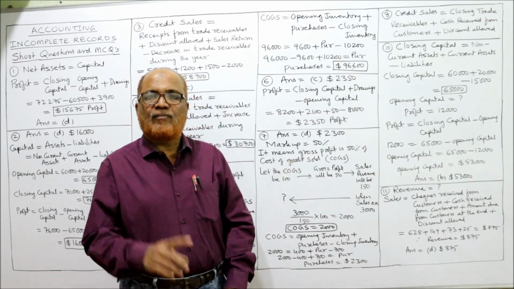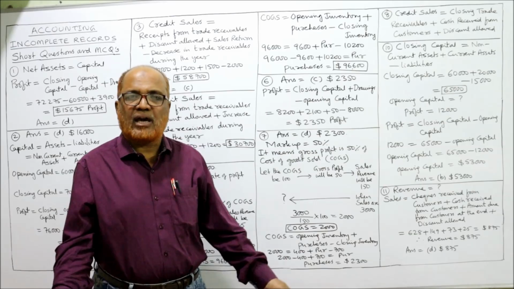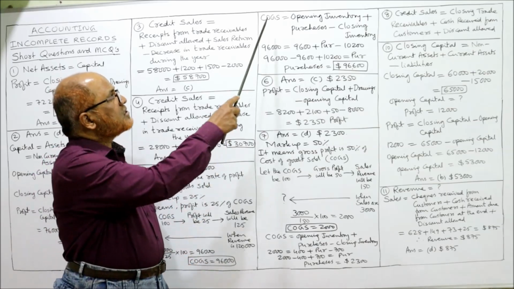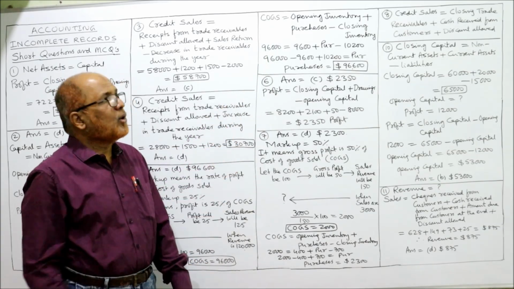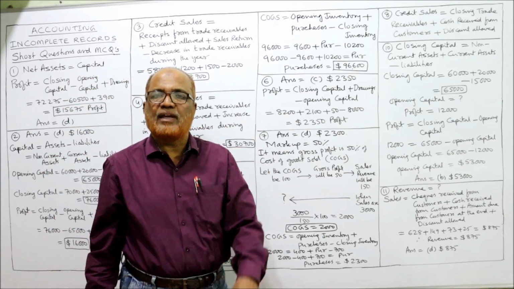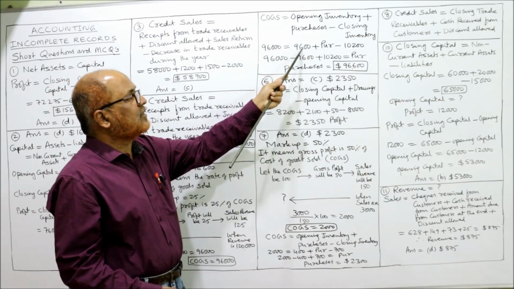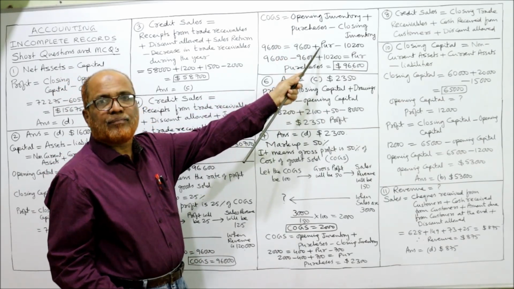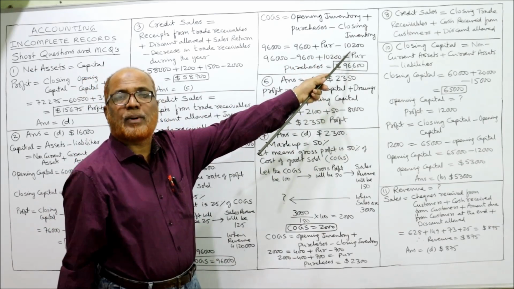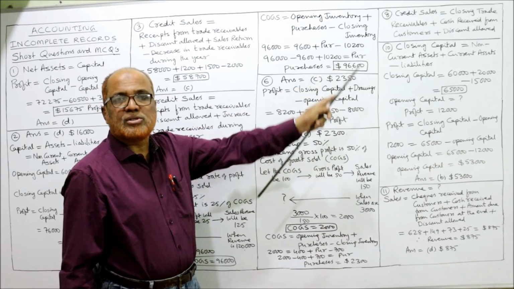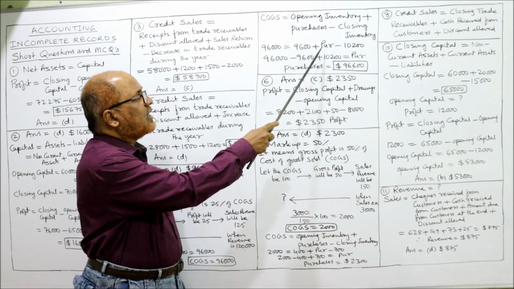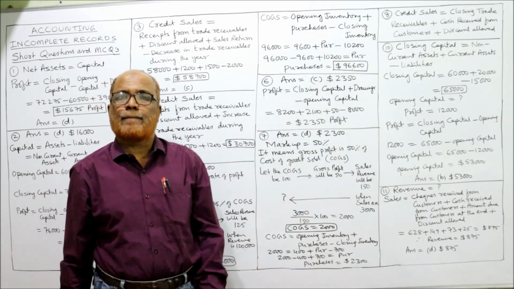In this equation, one unknown variable is the purchases. Remaining everything we have. Cost of goods sold, just now we have calculated 96,000. Opening inventory is given in the problem, inventory at the beginning of the year 9,600. Purchases we have to calculate. Minus closing inventory is given in the problem, 10,200. So we got the equation: 96,000 is equal to 9,600 plus purchases minus 10,200.